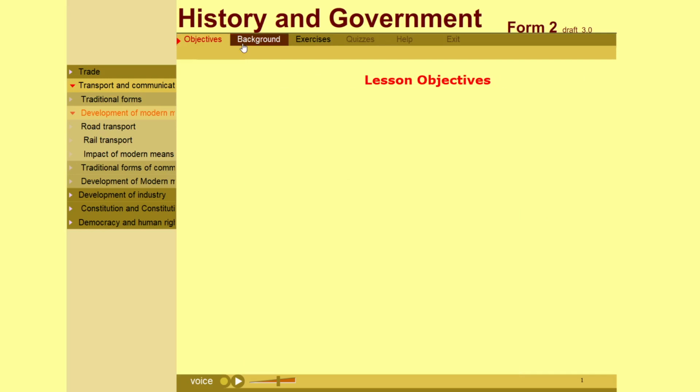By the end of the lesson, you should be able to describe developments in modern means of transport and analyze the impact of modern means of transport.